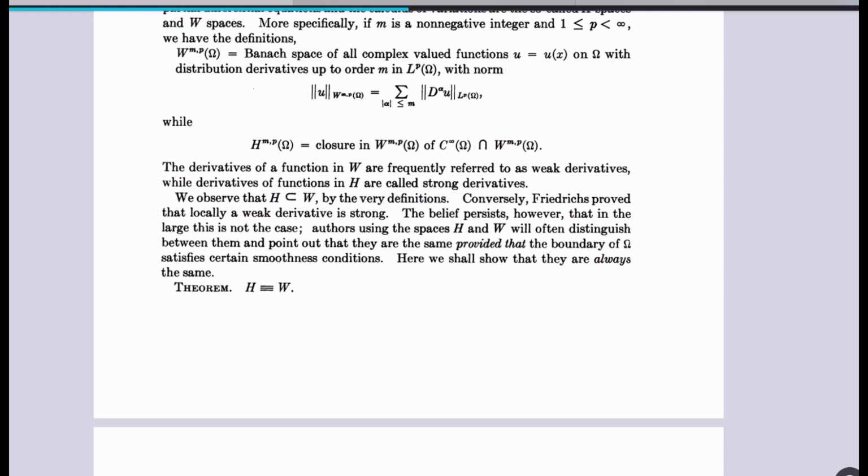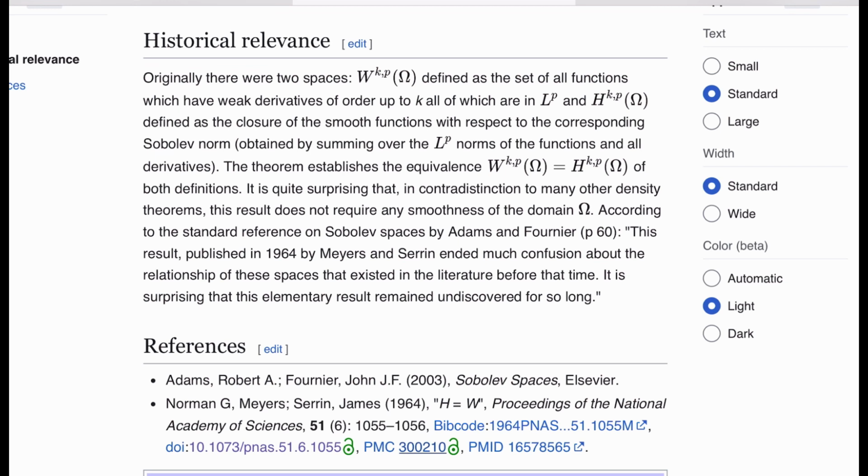Theorem H equal W. Let me also quote something from Wikipedia, which also quotes it from a book by Adams and Fournier. This result, published in 1964 by Meyers and Serrin, ended much confusion about the relationship of these spaces that existed in the literature before that time. It is surprising that this elementary result, of course everything after being proved is elementary, right? That this elementary result remained undiscovered for so long. So in modern textbooks, this is probably first or second theorem that they prove about Sobolev spaces, and it gives the impression rather that it is really simple or elementary, but if it took some time to discover, that means it wasn't that obvious.